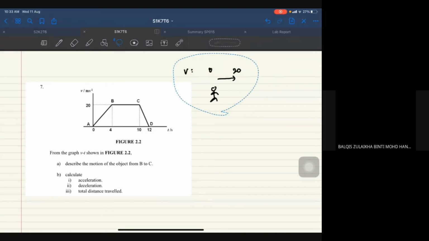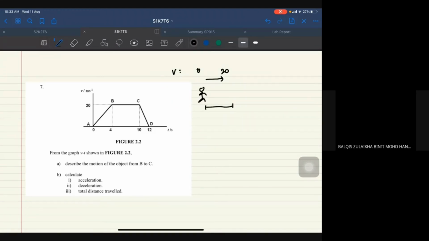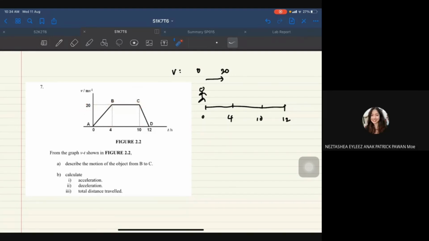From 4 to 10 second. Guys, kalau kamu tengok, dia punya velocity tu constant from 4 to 10 second. So, maksudnya apa? Dia bergerak tak? Nes, macam nak cakap? Tergerak sir, tapi acceleration dia 0. Yes. Okay, very good.